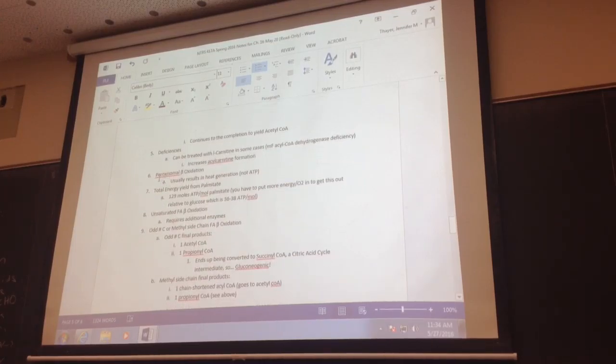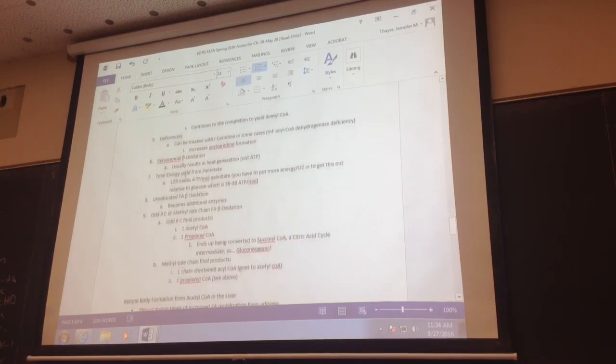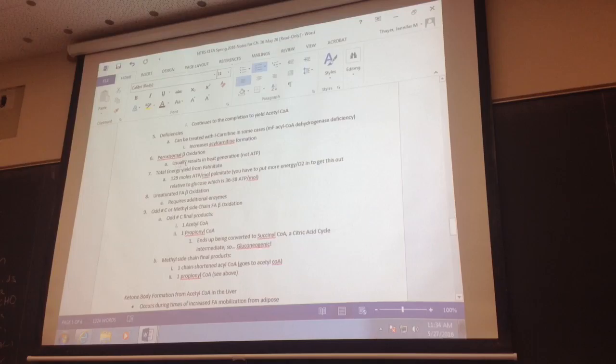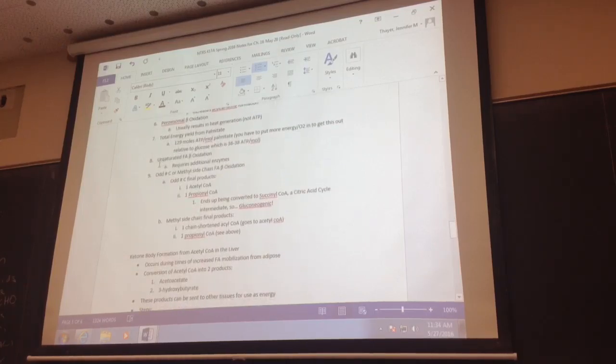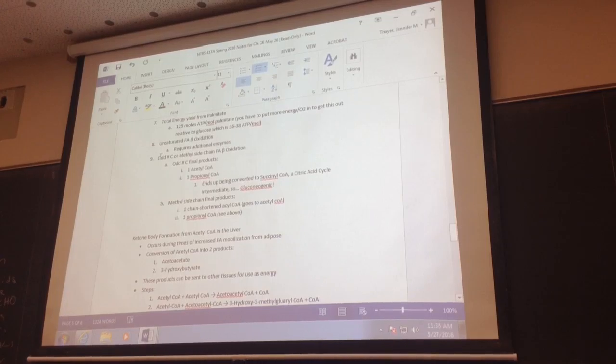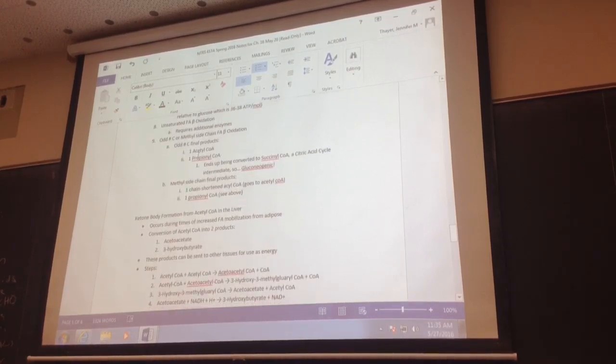There's this little thing called peroxisomal beta oxidation. That's just worth noting. It makes heat generation and not ATP. And then there's unsaturated fatty acid beta oxidation. This needs extra enzymes. Odd number carbon or methyl side chain. Okay, so we get acetyl and propionyl-CoA. So this goes back to the question from the very beginning of class. Methyl side chain fatty acid beta oxidation, right, or odd number of carbons, a lot of times from the vegetables.